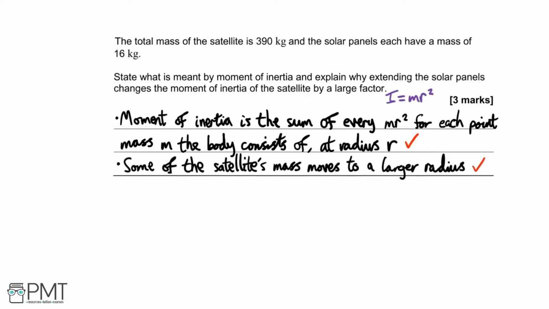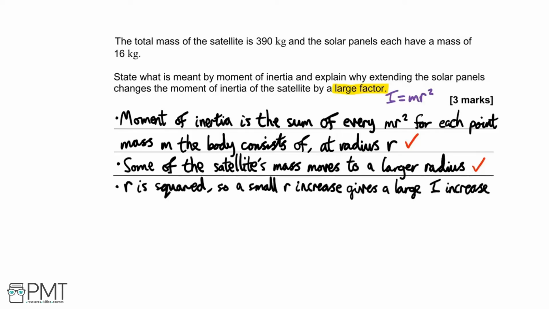And then the last thing to say is that the increase in r will give an increase in moment of inertia, but you'll notice that it says by a large factor. Now they're very specific about that for a reason, and that's because we're squaring the value of radius. So a small change in r will give a big change in I. And that's going to be our third mark. Because we're squaring r, a small r increase gives a large I increase.